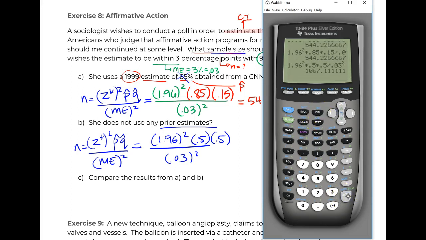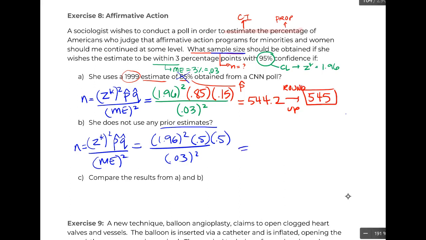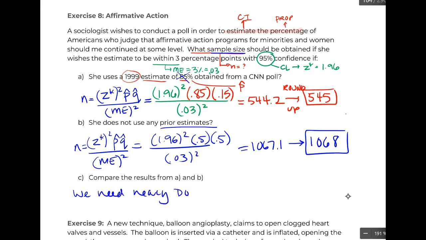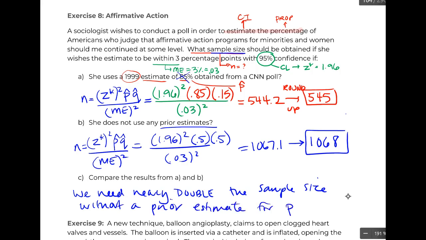Now we need 1067.1 or 1068 people. So we can see we need nearly double the sample size without a prior estimate for p.